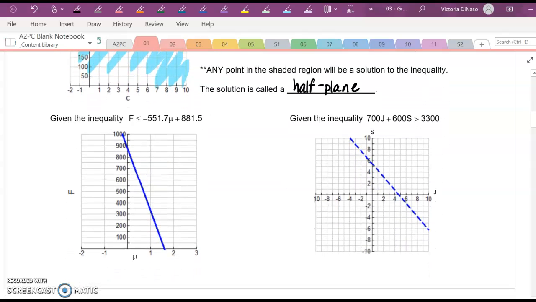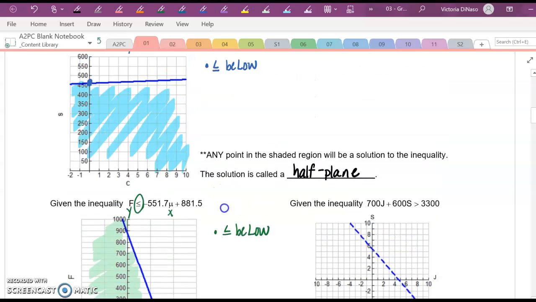All right. Given the inequality f is less than or equal to negative 551.7u plus 881.5. Again, u is along the x-axis, f is along the y-axis, and based on the inequality, we are shading below. So we're going to be shading this region below. Any point in that region is a solution to the inequality.